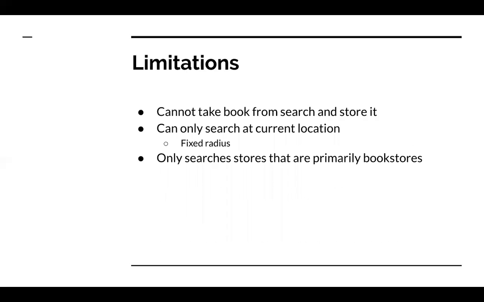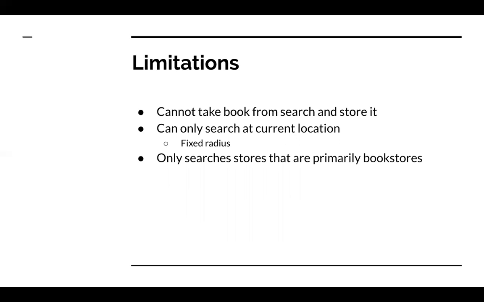So limitations of my app include it cannot take books from the search and store it. So if the user finds a book in the search that they are interested in, they won't be able to just click a button to store that. They will have to write down that information, maybe take a screenshot of the cover, and then take it back to the view books part, and then click the add button and type in all of that information and upload that picture.